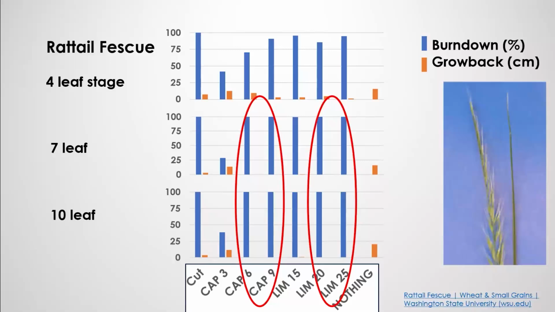Another problem annual grass in reduced tillage management systems is rat tail fescue. Both next generation active ingredients work well to control this annual grass at medium to high concentrations, showing the difference in sensitivity between different grass species and the different plant-derived active ingredients.